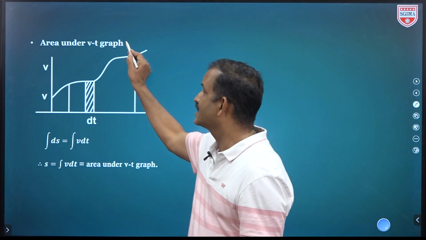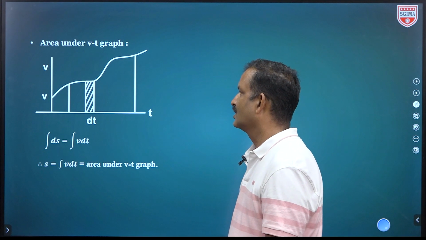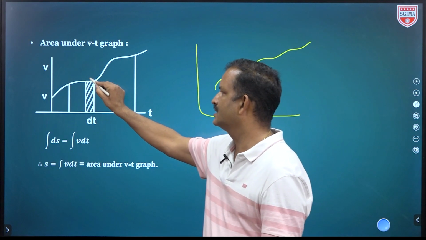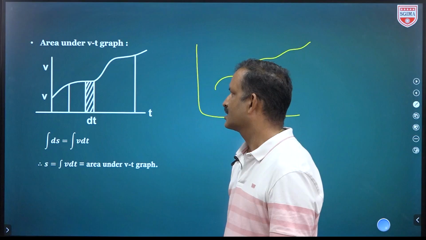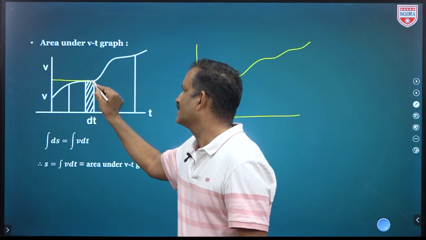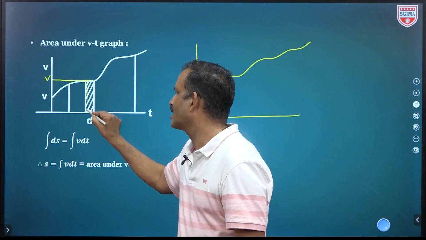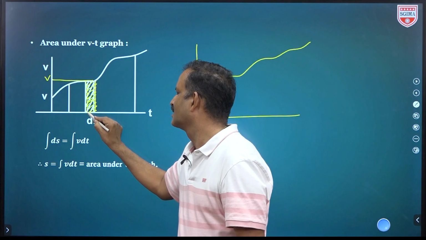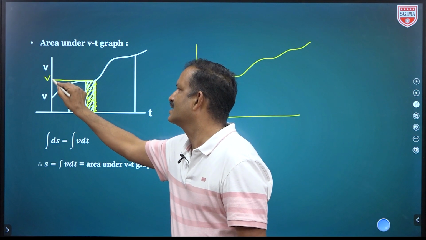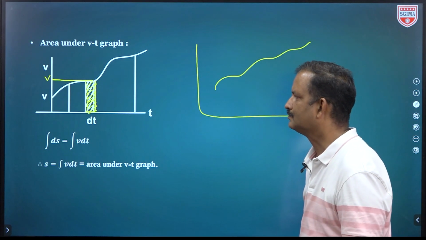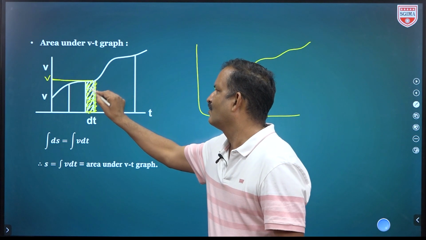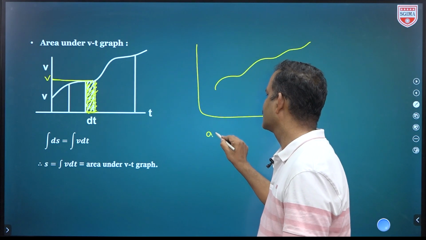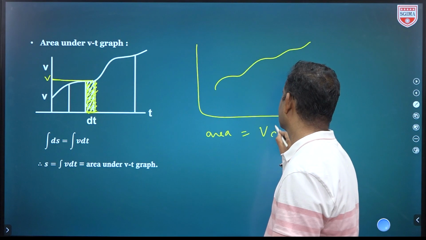Area under the velocity time graph. Suppose the velocity time graph is of any shape, in this shape. Suppose I am taking a small interval of time, dt, at this point where velocity is v. What is this area? Length is v, width is dt. So the area is v dt.